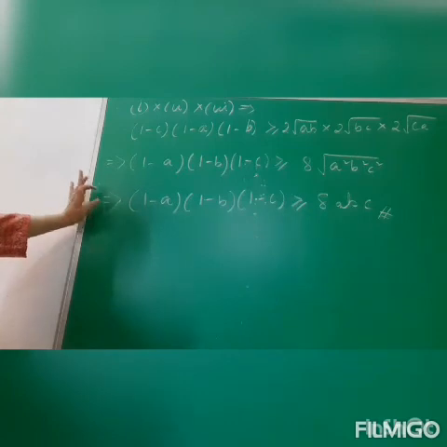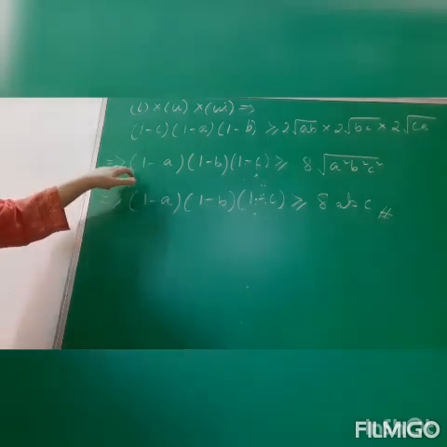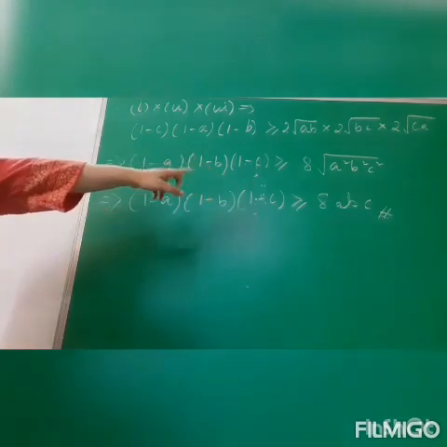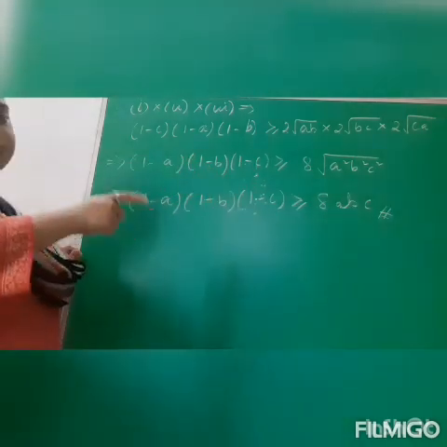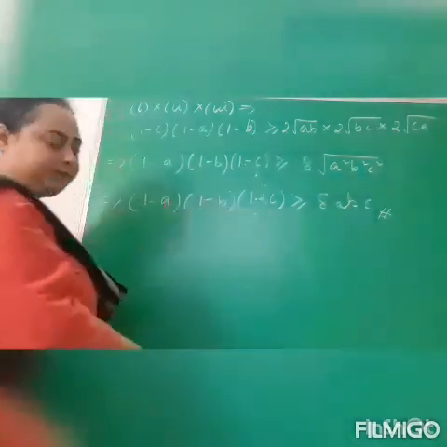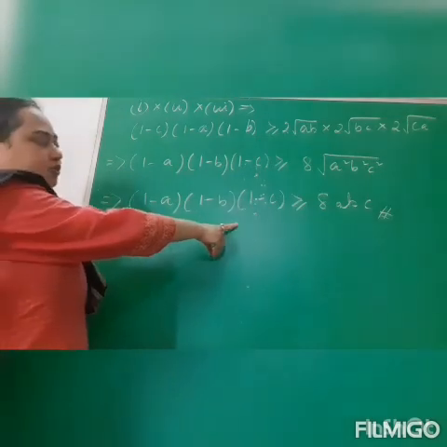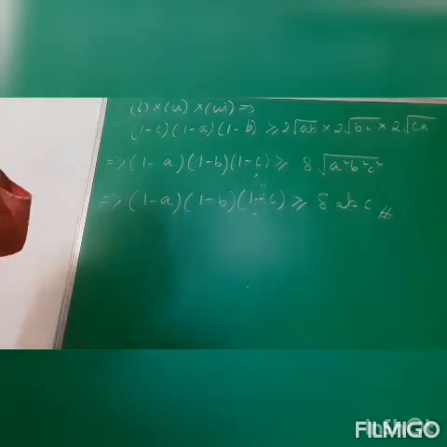is greater than or equal to twice root over ab, twice root over bc and twice root over ca. So see, (1 minus a) into (1 minus b) into (1 minus c) will give me greater than or equal to 8 root over a square, b square, c square. So if I remove the square root sign here, then I get here abc. Therefore I can say that (1 minus a) into (1 minus b) into (1 minus c) is greater than or equal to 8abc.